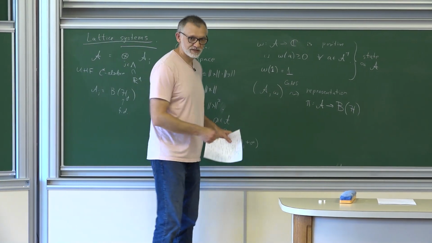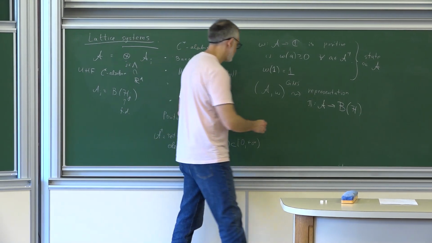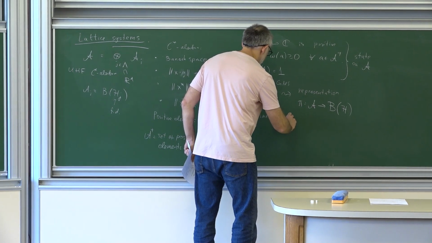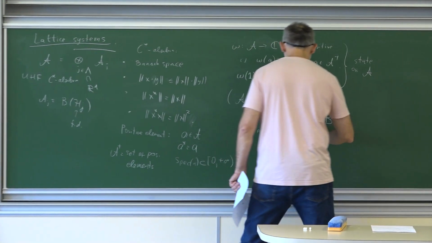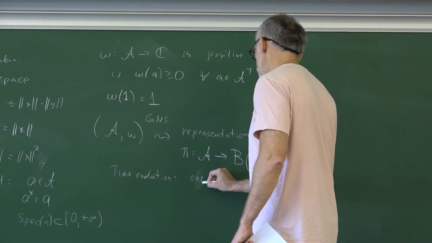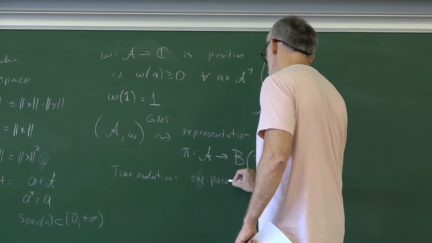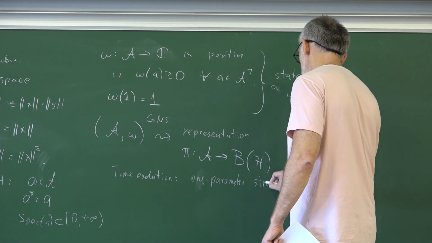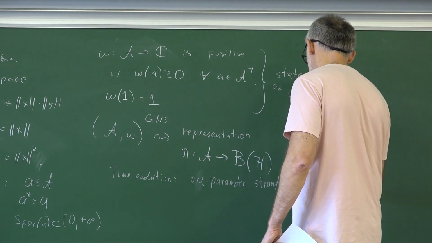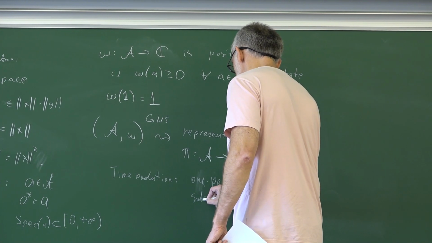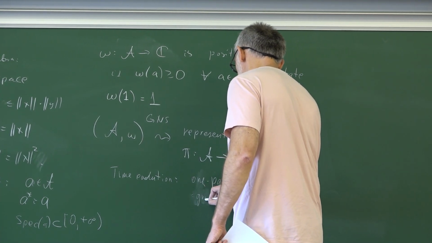So now the last thing we need to specify is time evolution. I want to define at least what gapped means more precisely. So time evolution is given by a one-parameter strongly continuous group of automorphisms.